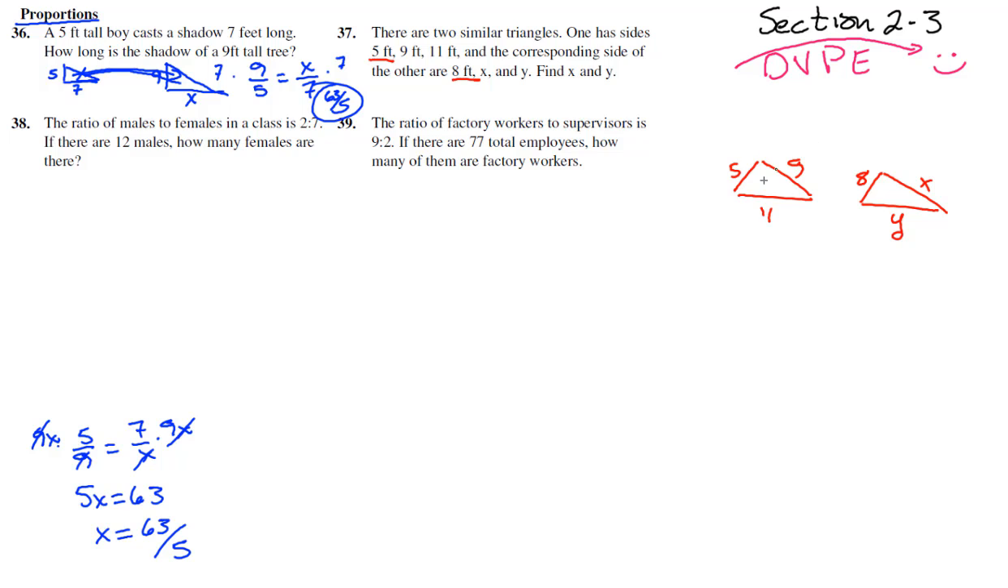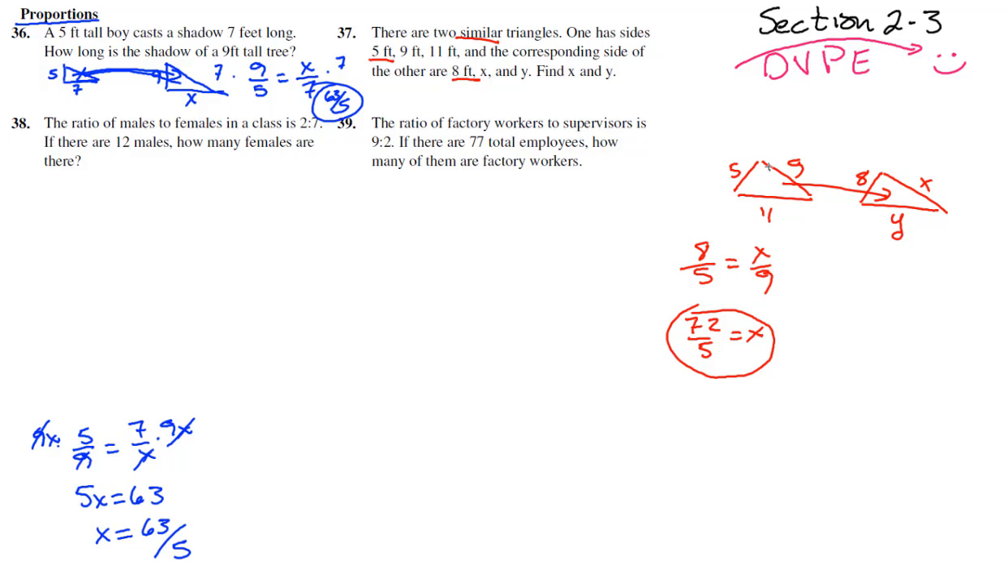Again, since they're similar, this means there's a common ratio. So if you take 8 divided by 5, it has to be the same thing as x divided by 9. Let's write that out: 8 over 5 equals x over 9. Now, can we solve that for x? Sure, times by 9 and we get 72/5 equals x.